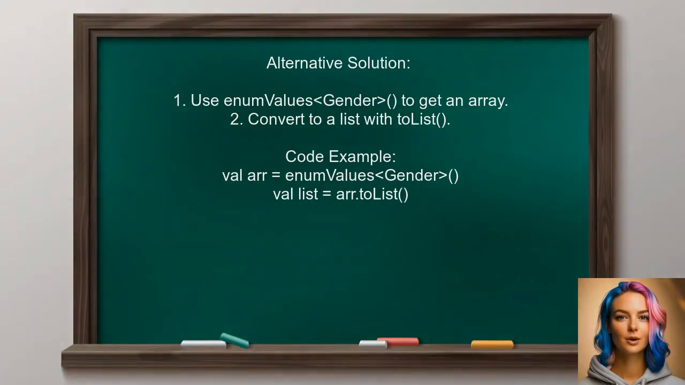An alternative approach to iterate through enum values in Kotlin is provided by another user. They suggest using the enumValues function to create an array of your enum type, Gender. You can achieve this with the code val r = enumValues<Gender>(). If you prefer a list, you can easily convert it using the toList extension.